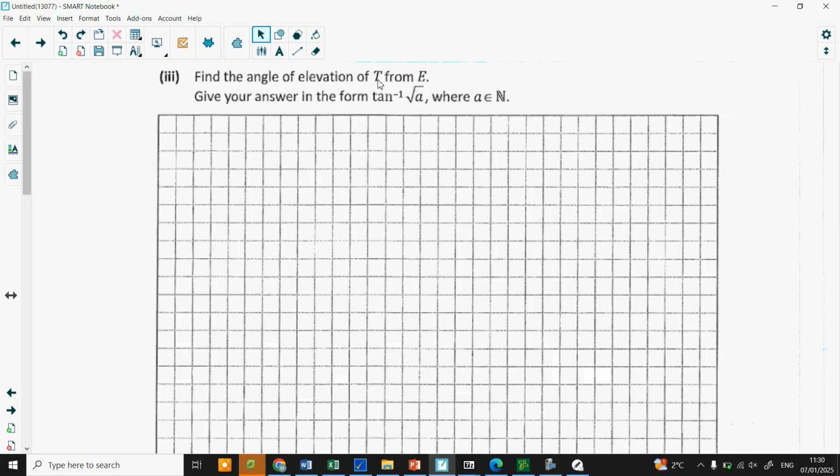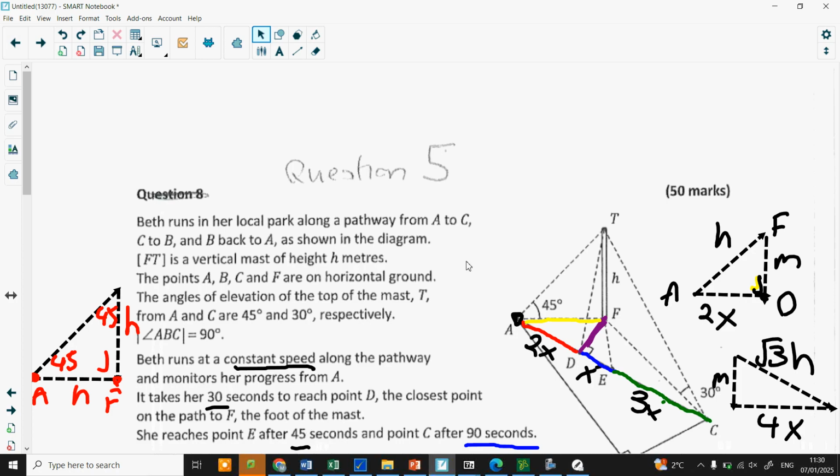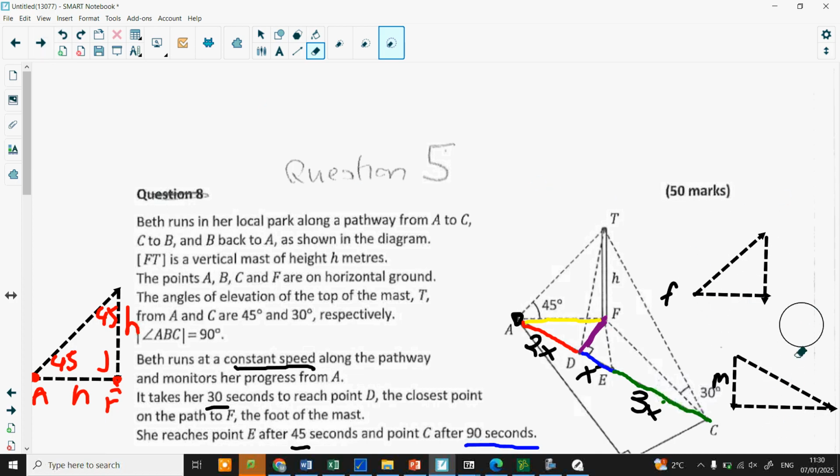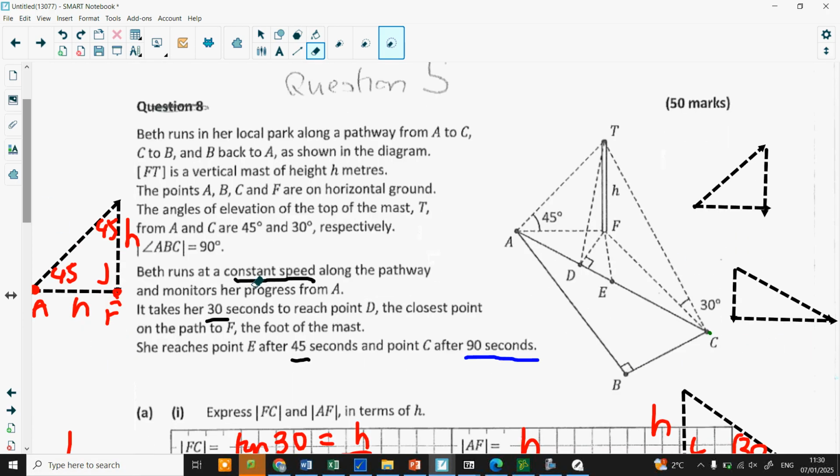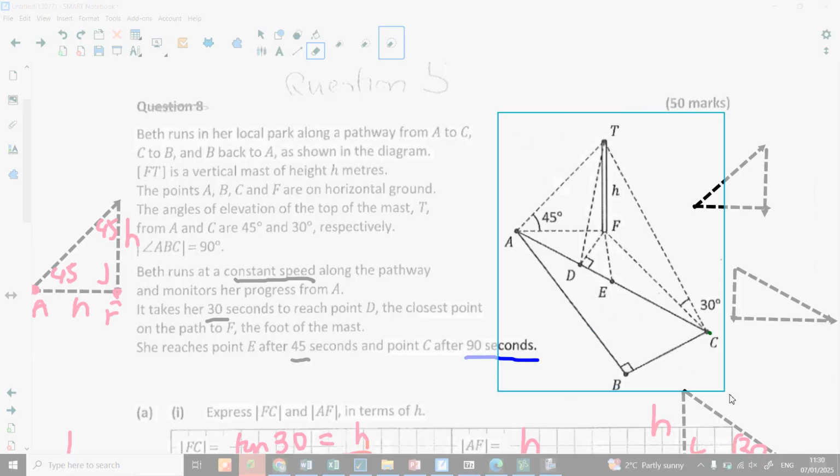Exam. Now, find the angle of T from E. So T from E, guys. Okay, well, this is going to be interesting. Okay, T from E. So where's E again? Right. I'm just going to copy and paste the full diagram onto my new page, just so we can start afresh.